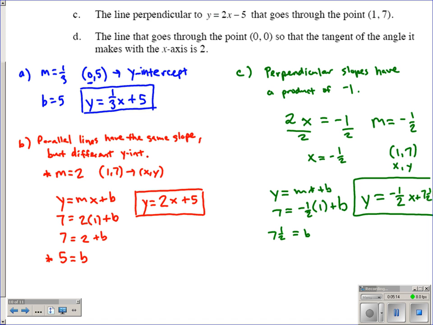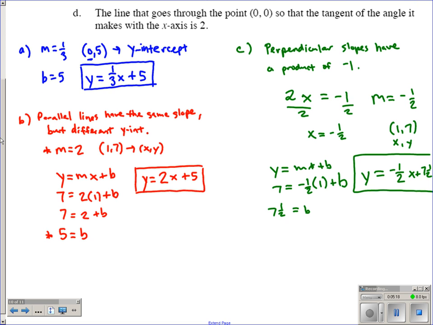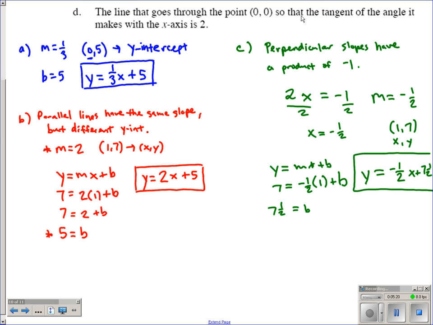And last but not least, here would be letter D. The line that goes through the point 0, 0, so that the tangent of the angle it makes with the x-axis is 2. Let's make a little room down here. So it goes through the point 0, 0. And it's so that the tangent of the angle it makes with the x-axis is going to end up being 2.